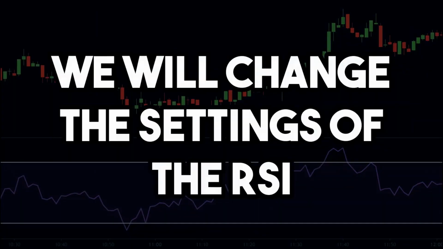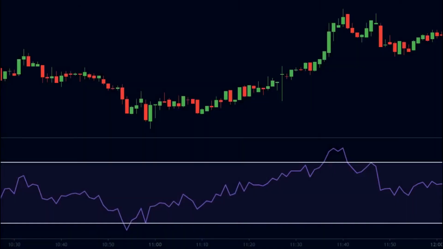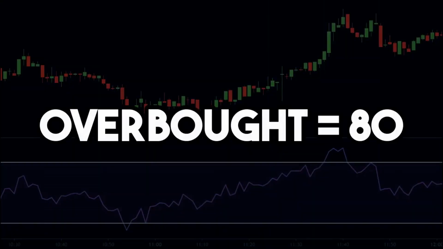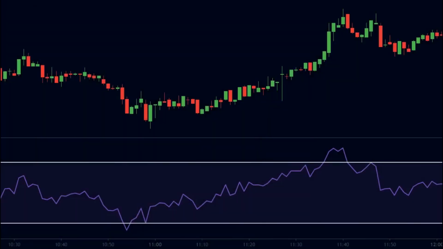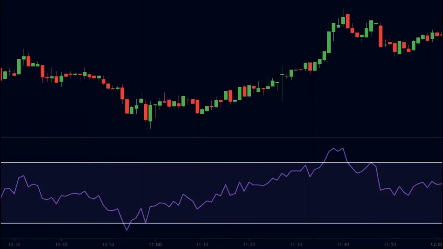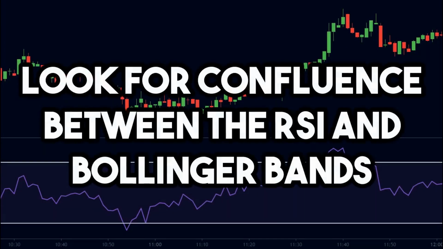But we will change the settings of the RSI. We will change the period from the default 14 and make it 8. We will also change the overbought level from 70 to 80. Similarly, we will change the oversold region from 30 to 20. Now we will look for confluence between the RSI and Bollinger Bands.